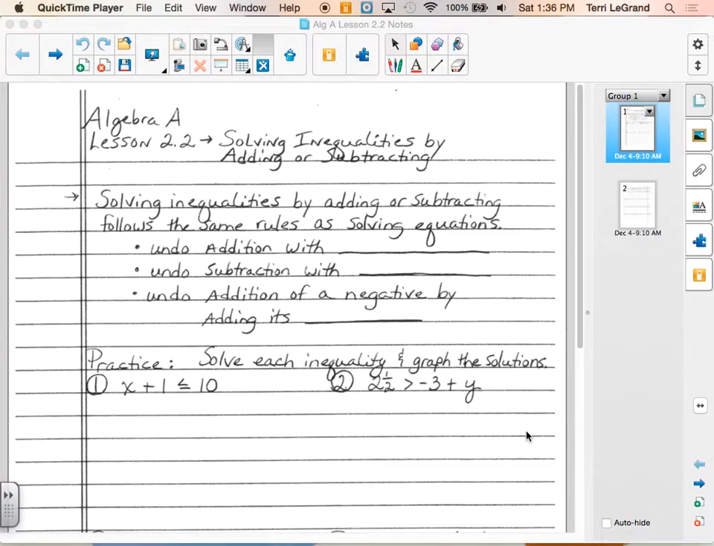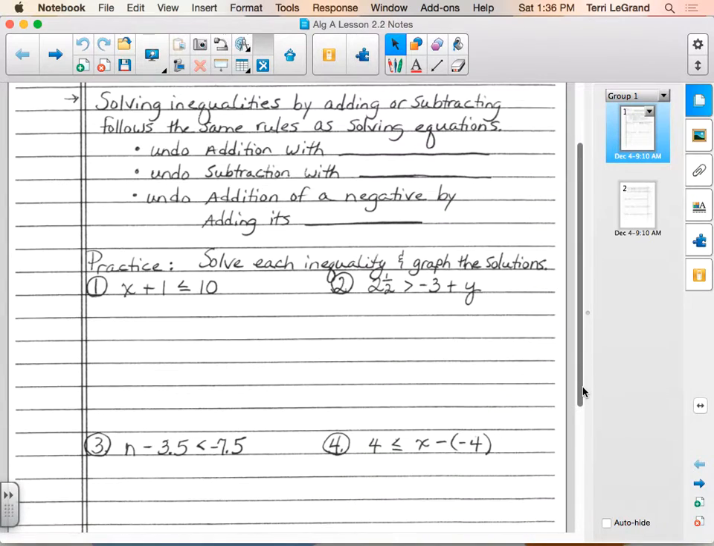Hopefully you have a good understanding of what an algebraic inequality is, how we read it, and what it represents. We're going to start solving them now. In lesson 2.2, we're going to be solving inequalities by adding or subtracting. Solving inequalities by adding or subtracting actually follows the same rules as solving equations. It's just that the equations we've solved so far only have one solution, so we haven't been graphing them. We're going to be solving and graphing because there's more than one value that makes the inequality true.